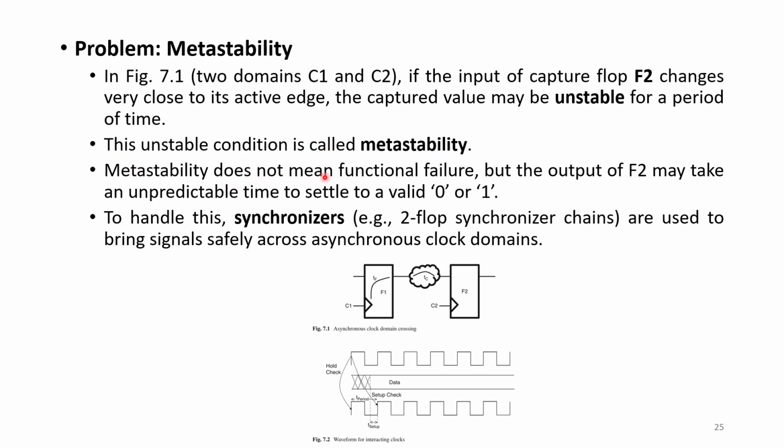Metastability does not mean functional failure, but the output of F2 may take an unpredictable time to settle to a valid 0 or 1. So this capture flop is not sure whether it is 0 or 1, so it is called metastable. To handle this, synchronizers, for example two flop synchronizer chains, are used to bring signals safely across asynchronous clock domains. In order to overcome this metastability problem, generally between F1 and F2 we place two flop synchronizers.